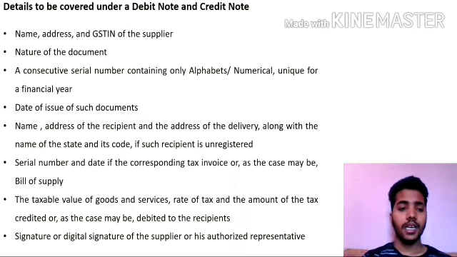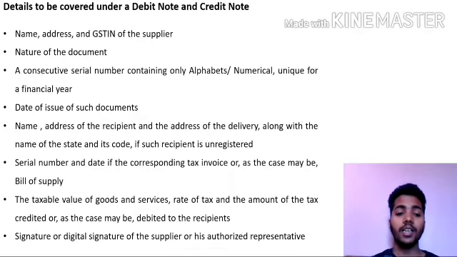The next one is the name and address of the recipient and address of delivery, along with the name of the state and its code, if such recipient is unregistered. If the recipient is registered, then the name and address of the recipient and address of delivery is sufficient. But if the recipient is unregistered, then the name of the state and its code, with the address and name of the recipient, is compulsory to be mentioned in the document on the right hand side of the supplier's details.